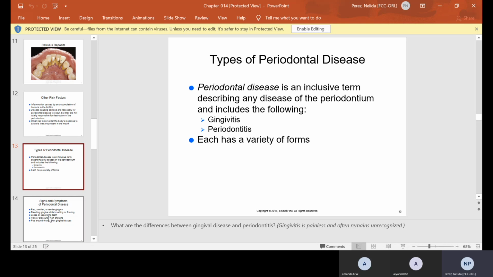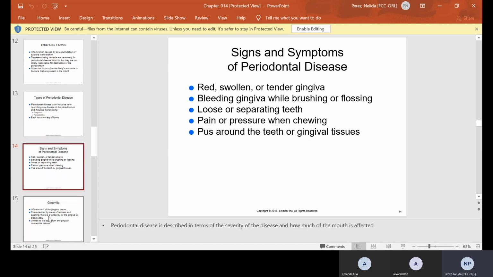So what's the difference between gingival disease and periodontitis? Gingivitis is painless, okay, and it often remains unrecognized. And at the point of gingivitis, you can turn back. But past gingivitis, once you have periodontal disease, you always have periodontal disease. Even if you take care of it, you are more prone to getting it back. So you have to make sure that you stay up to date with the recalls that the hygienist or the dentist gives you. If it's every 3 months, every 4 months, whatever it is, you need to go. Gingivitis, in the beginning, they might ask you to come in 3 months and then every 6 months, just to make sure that you do not get past the gingivitis.